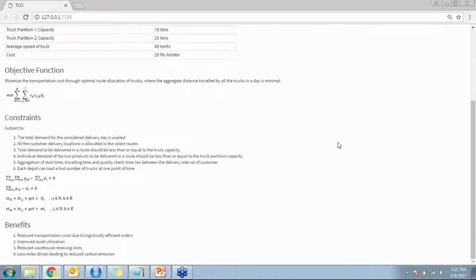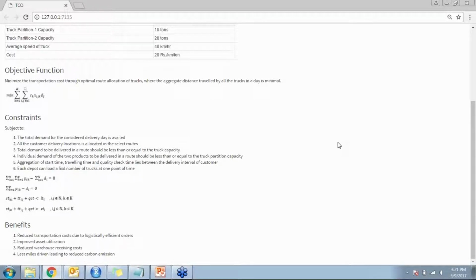Then we create an objective function. The objective function is the business objective that we have, which is to minimize the transportation cost through optimal route allocation of trucks, where the aggregate distance traveled by all the trucks in a day is minimal. Mathematically, we have explained this as minimizing the total distance in terms of cost and the other factors that we have developed.